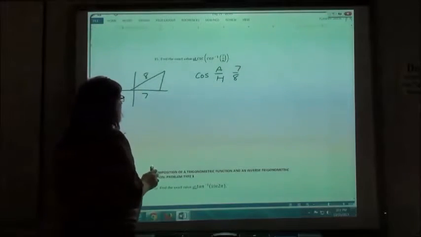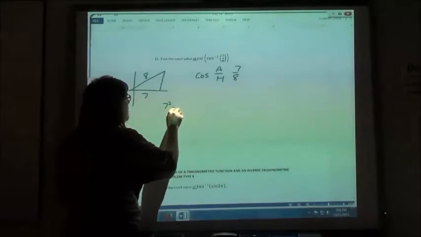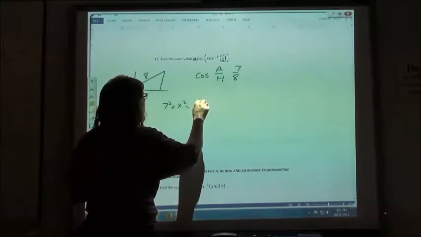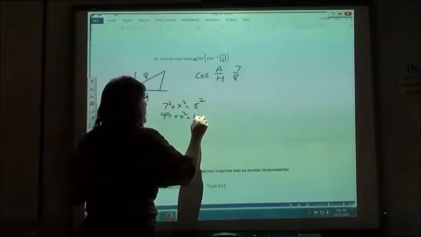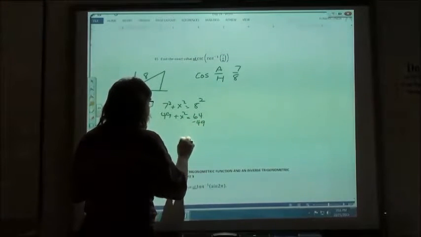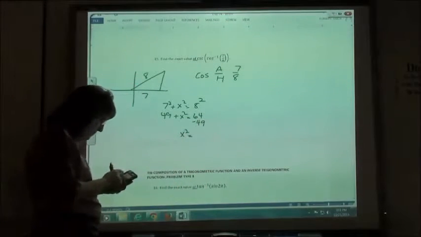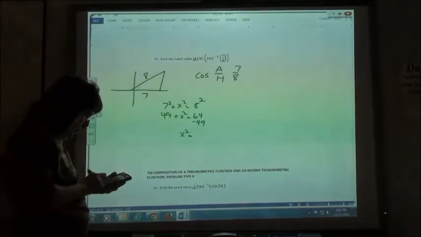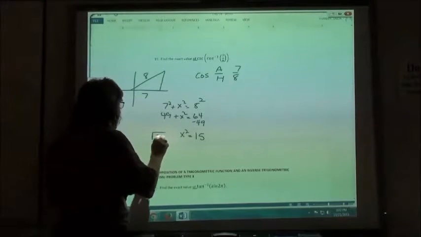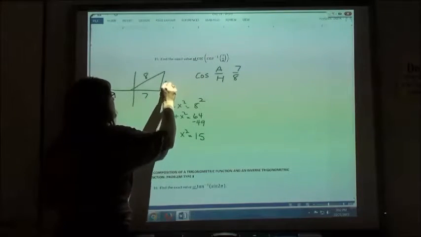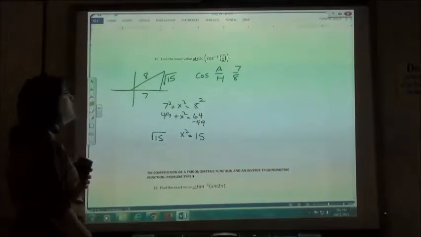So, doing my Pythagorean Theorem, 7 squared plus x squared equals 8 squared. 49 plus x squared equals 64. I'm going to subtract my 49. I get 15. Can't simplify the square root of 15. It is in the positive direction because it's going up.